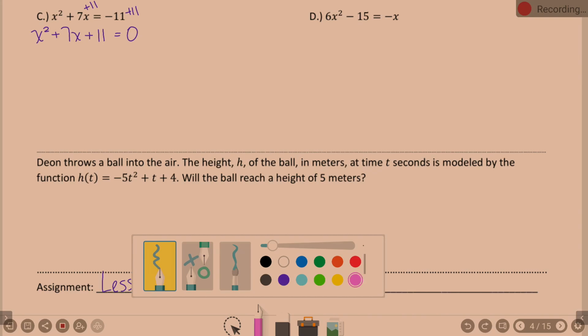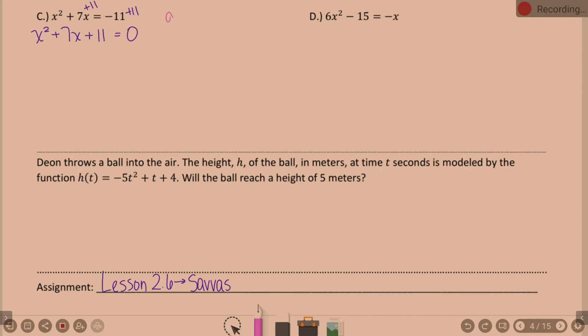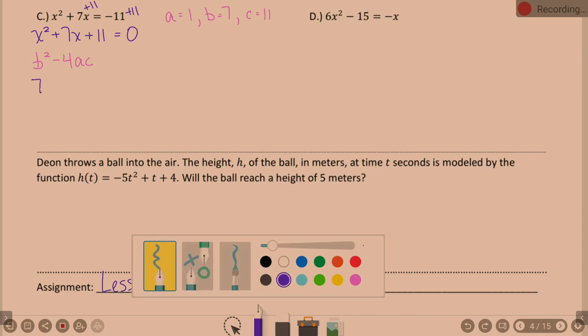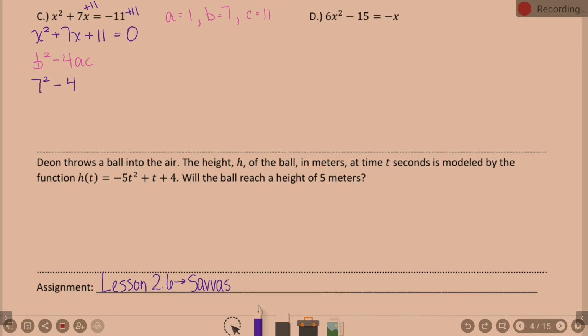You can go ahead and jump right into your discriminant if you want. As the teacher, I've been writing down my a's. Just make sure everyone's on the right track. What is a? 1, because it's in front of x squared. What's b? 7, because it's in front of x. And c? 11, because it's the constant. Okay. b squared minus 4ac. So 7 squared minus 4 times 1 times 11.